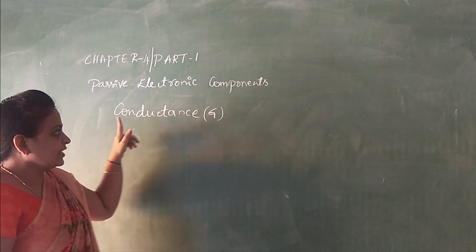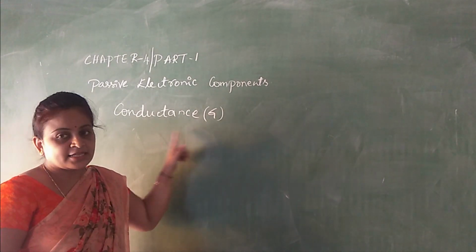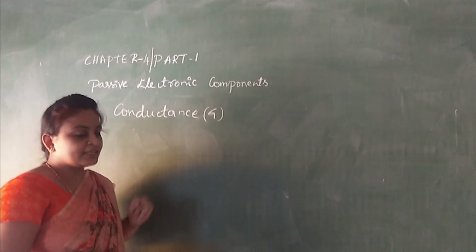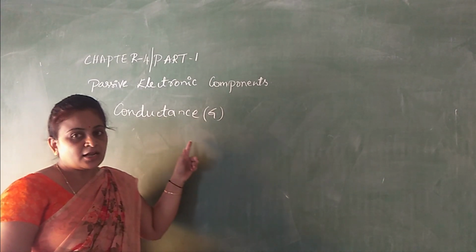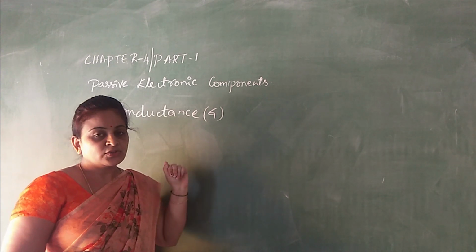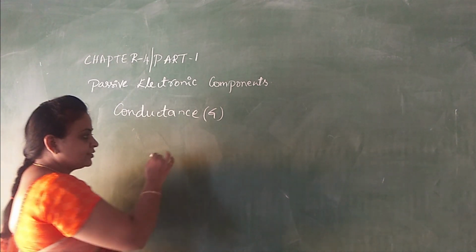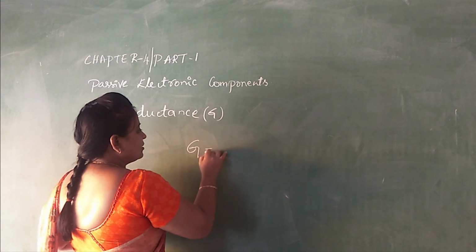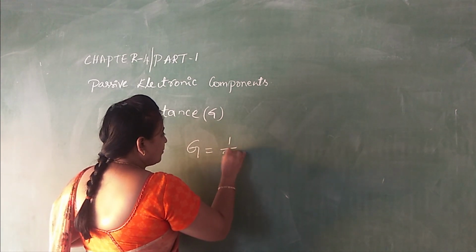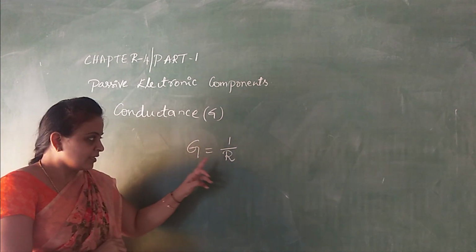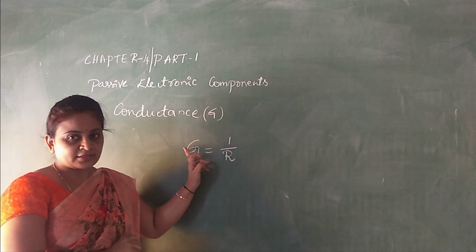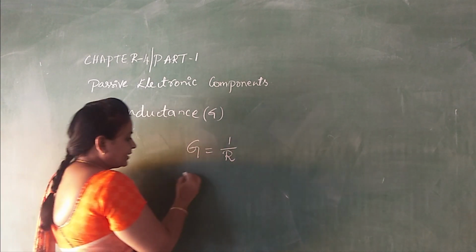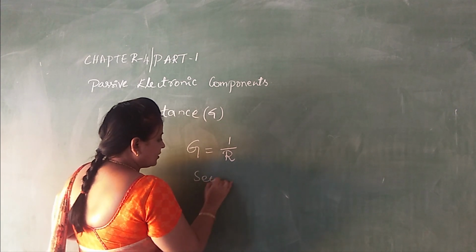Next topic is conductance. Conductance is the reciprocal of resistance. That means it easily allows the current to pass through the conductors. It is denoted by G. G is equal to 1 by R. That means G is the reciprocal of resistance. Its SI unit is Siemens.